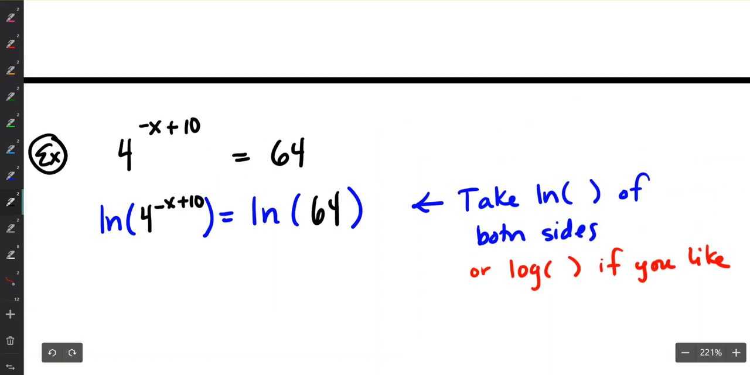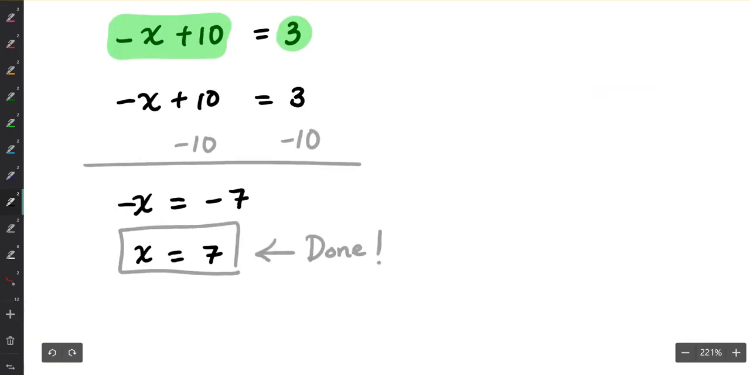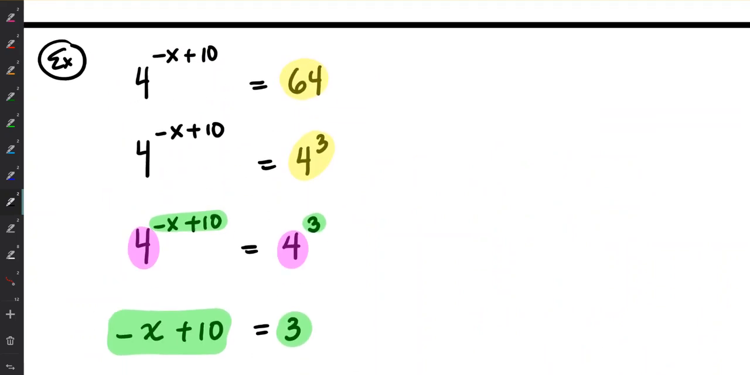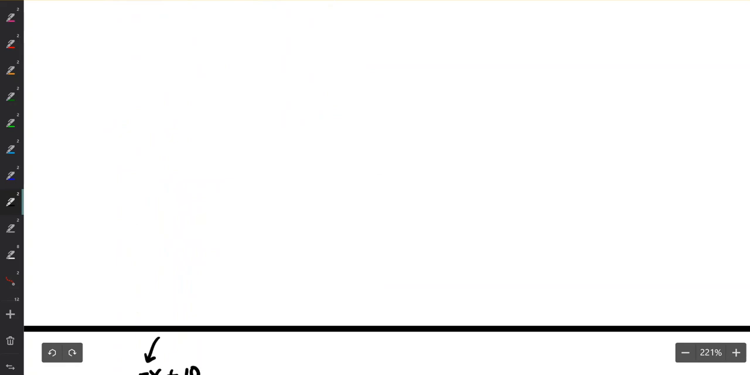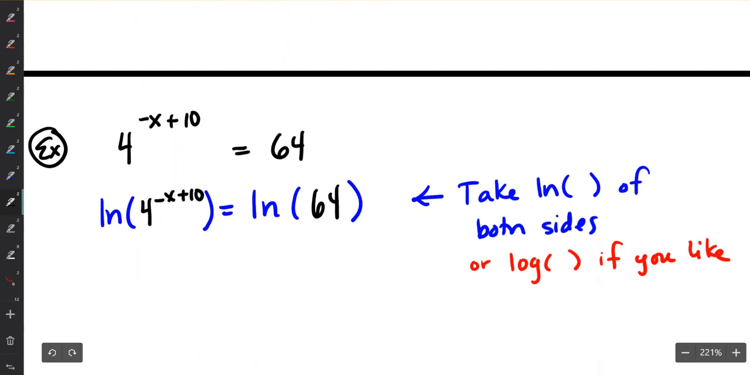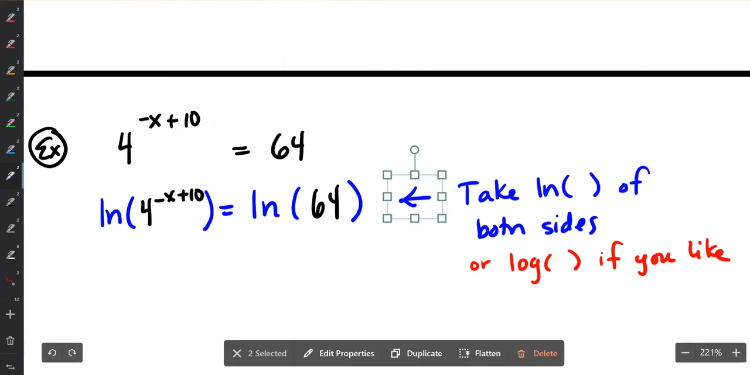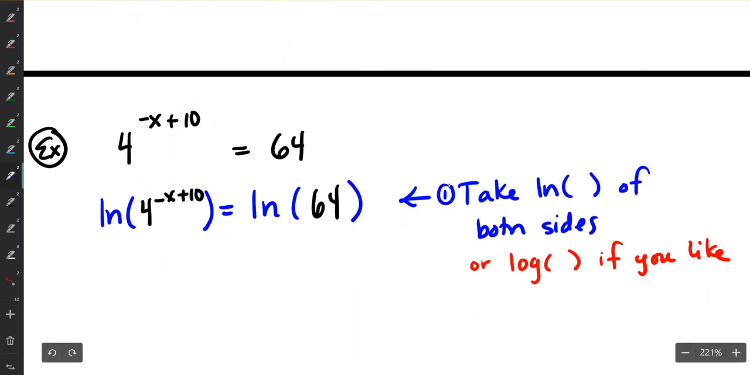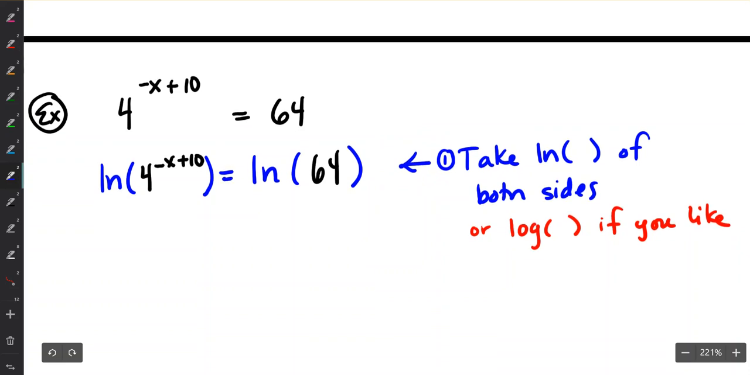And I'm just noticing when I copied and pasted, I didn't keep that negative. That was our problem, yes? Yeah, 4 to the minus x plus 10. Okay. Step 1 is still the same. Go ahead and take the ln of both sides. Or if you prefer, the log of both sides.